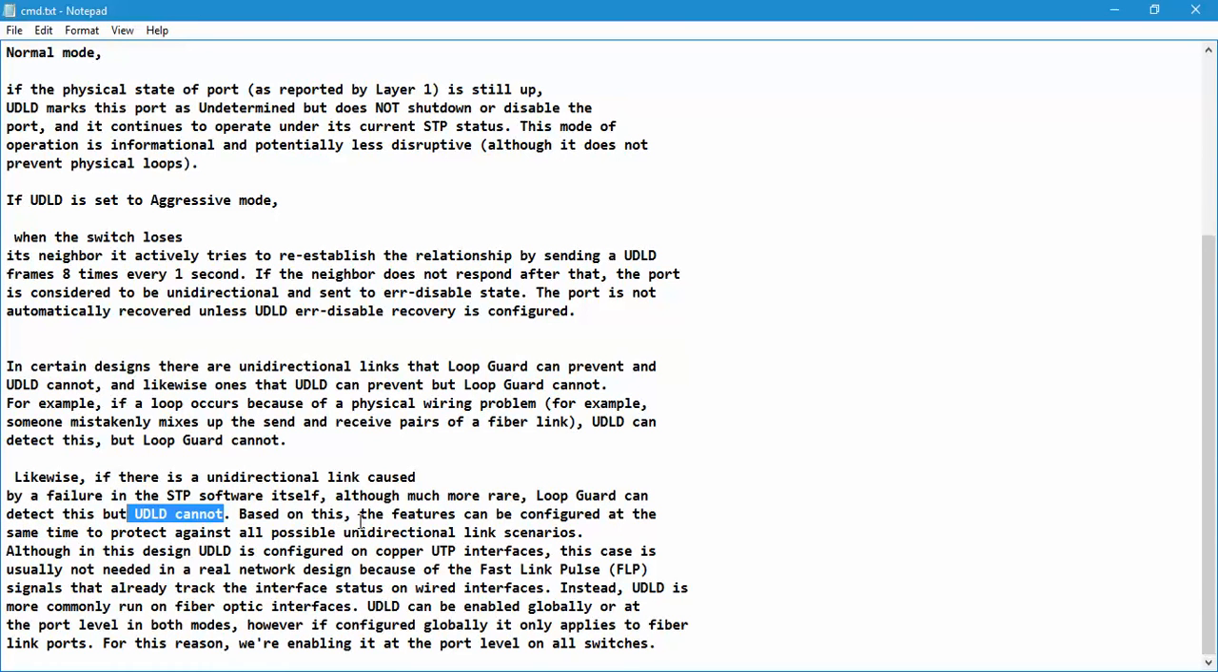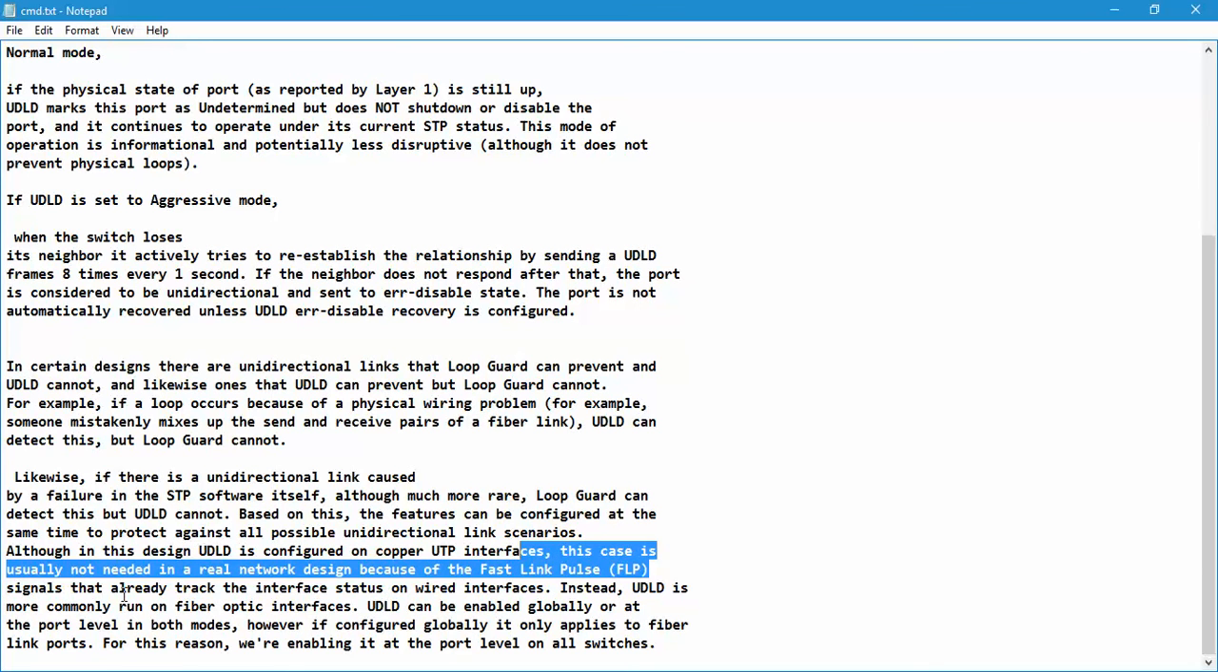On the basis of this, the features can be configured at the same time to protect against all possible unidirectional link scenarios. Although in this design, UDLD is configured on the copper STP link اللي هو الـ RJ45 والكابلات بتاعته. This case is usually not needed in real network design because of the fast link pulse signal that already tracks the interface status on the wired interface.